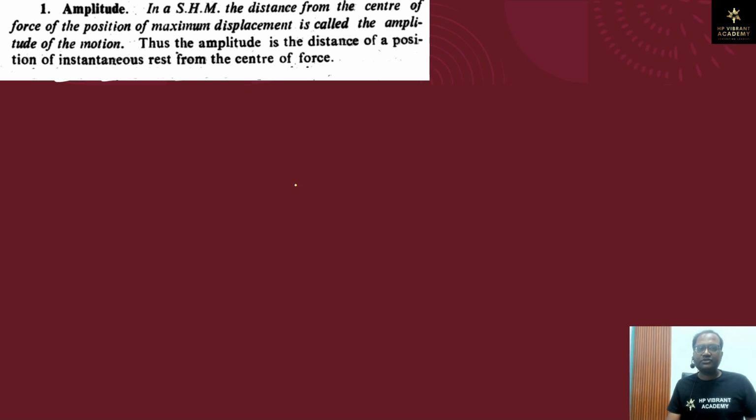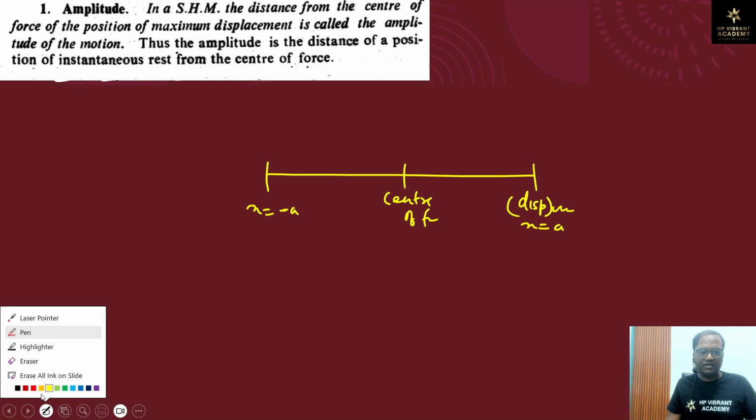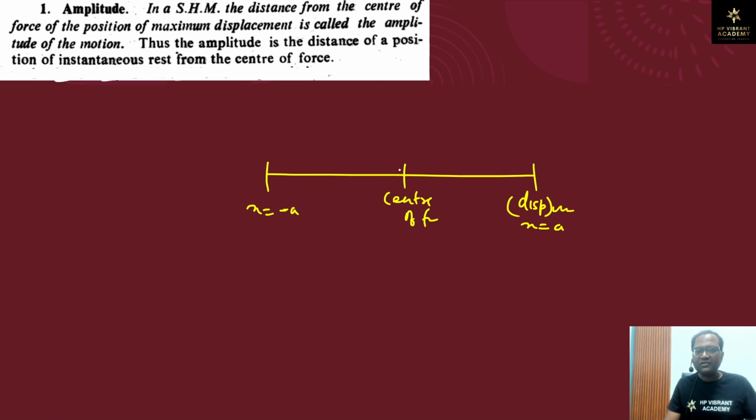So what is the amplitude in SHM? The distance from the center of force of the position of maximum displacement is called amplitude. Okay. So this is the center of force. This is the position of maximum displacement. X is equal to A, and this is X is equal to minus A. So by definition, the magnitude is this particular distance. Okay. So the distance from the center of force of the position of maximum displacement.